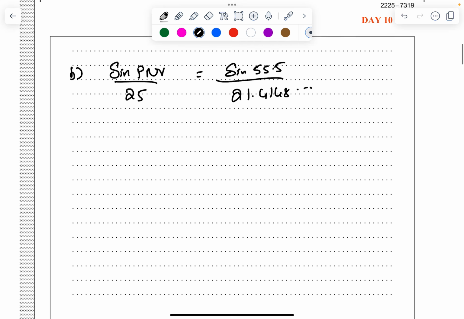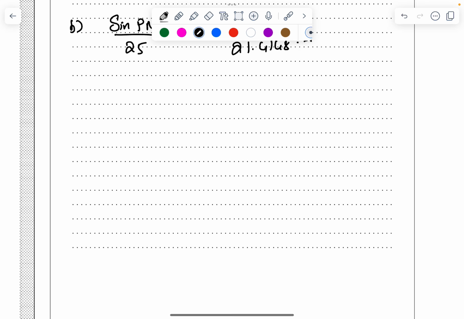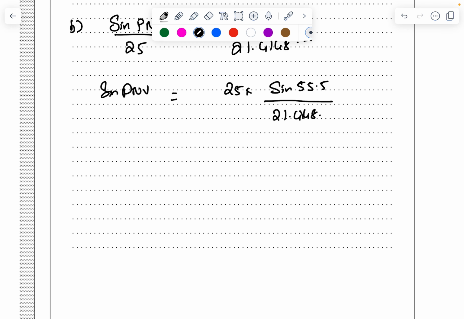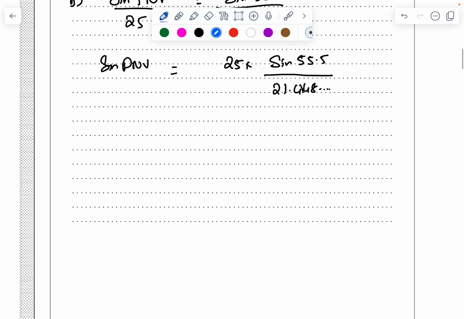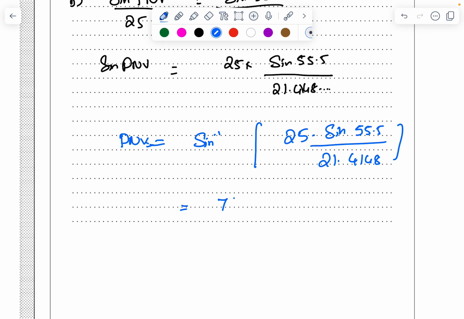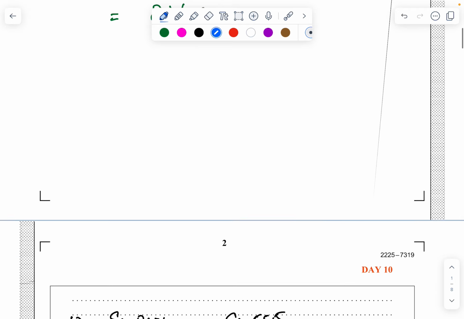Take the full calculator display. So this gives me PNV: sine PNV equals 25 times sine 55.5 divided by 21.4148. So finally PNV equals sine inverse of 25 times sine of 55.5 divided by 21.4148. Use the calculator, you should be getting 74.2 degrees.